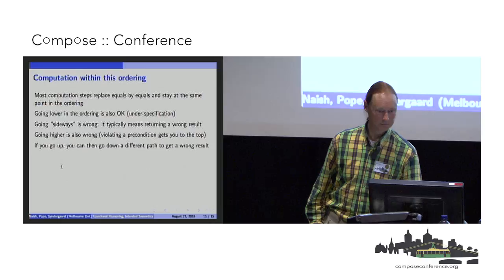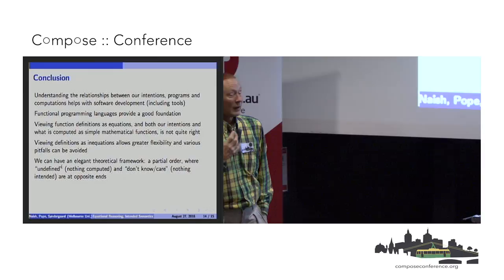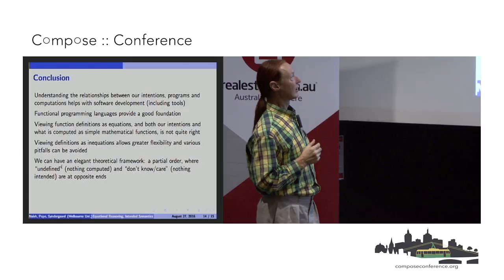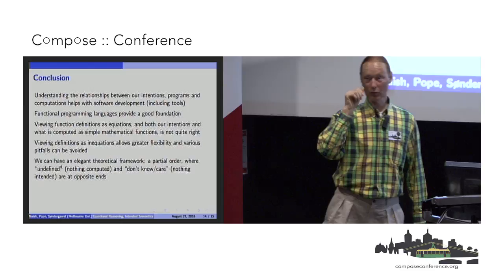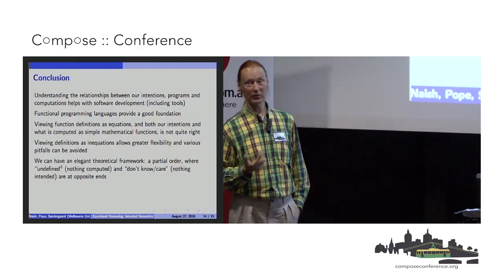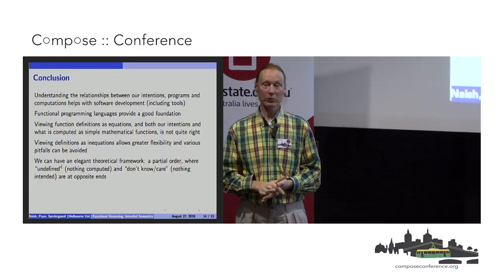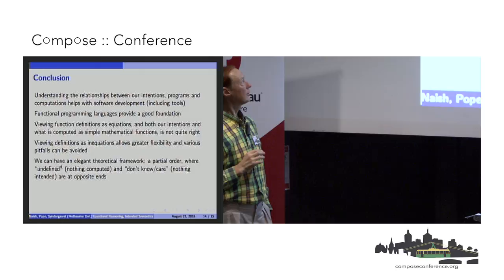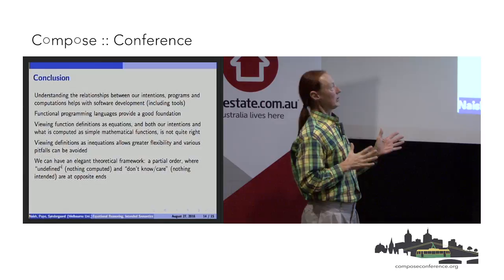So, in conclusion, understanding the three different components that I've been talking about, our intentions, our programs, and computations, and the relationships between those, that's really important for our own programming and also for developing tools, tools like debuggers, things like QuickCheck, all the different software tools that you might think about. Functional languages and declarative languages in general provide a really fantastic basis for this. If you take the naive equational view, it's not quite right for a couple of reasons, but if you view these things as inequations, then we think everything works out nicely, and so that's the way that we should think about our functional programs.